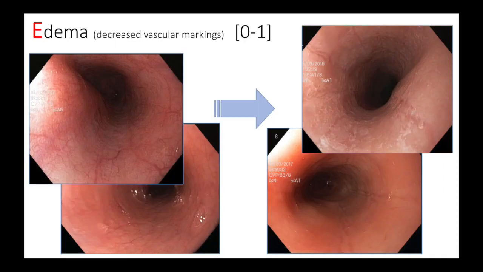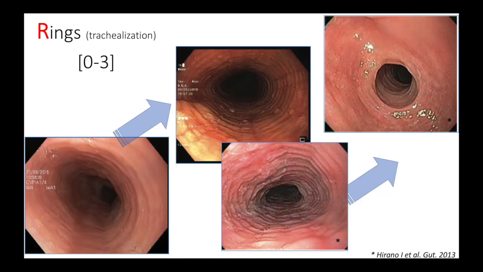About edema, it is a direct consequence of active inflammation. On the left, you can see EoE patients in remission that show normal mucosa with distinct vascular pattern. On the right, due to the inflammation, vessels are less clearly visible and could completely disappear. Even the mucosa appears thicker.